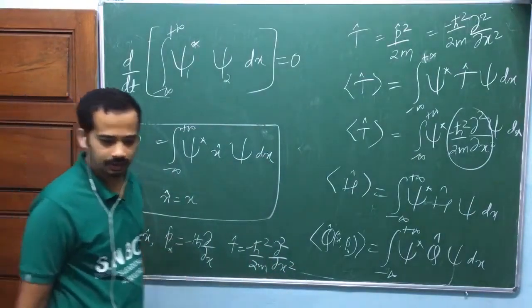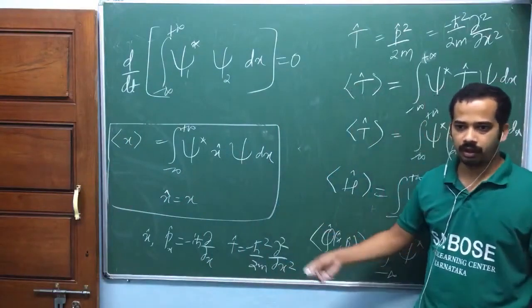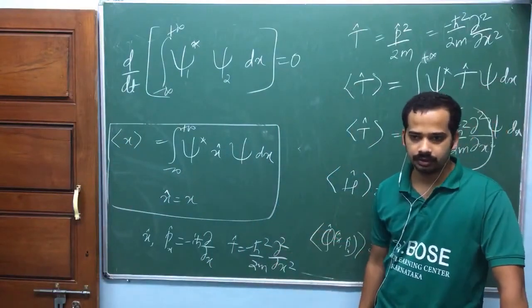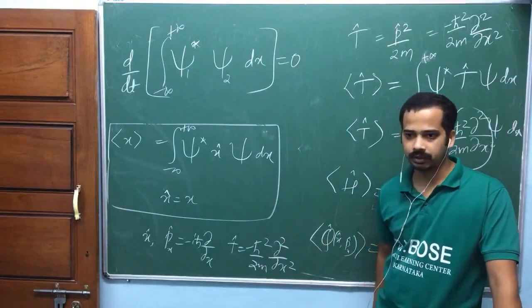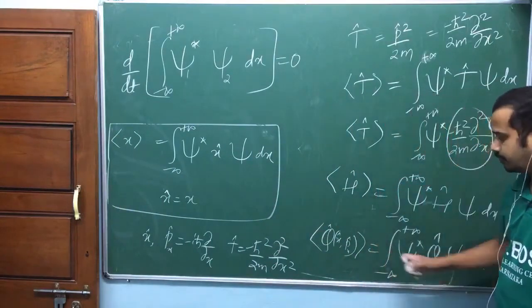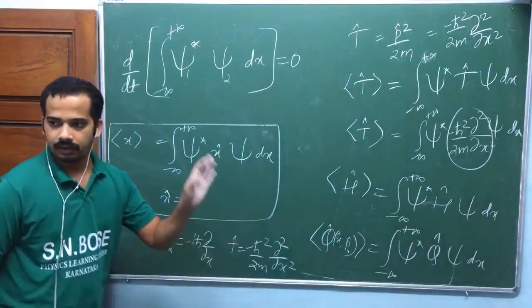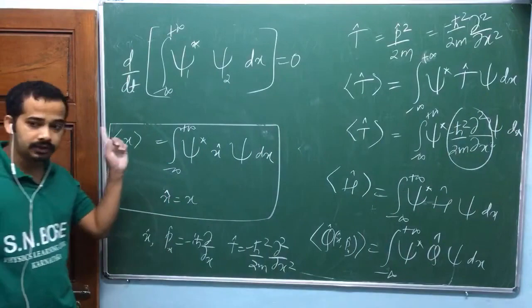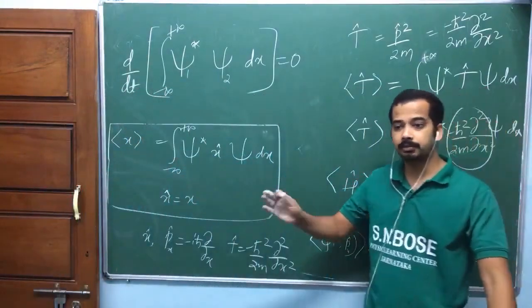These are not functions, okay? They are instructions to do something. Operators do some operation, and give you some information like expectation value. Again, what is the definition of expectation value? It is the average of the measurement done on an identically prepared system. Don't forget.